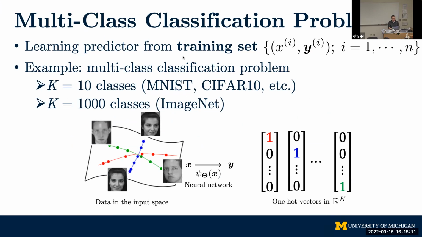The problem is that we are given a training data set, where X is our input image and Y is the class label for the input data. We consider a multi-class classification problem. For example, the number of classes can equal 10 for the MNIST or CIFAR data set, and it could equal 1,000 for the ImageNet data set. And to do classification, the idea is that we have some input data, where X is the input image.